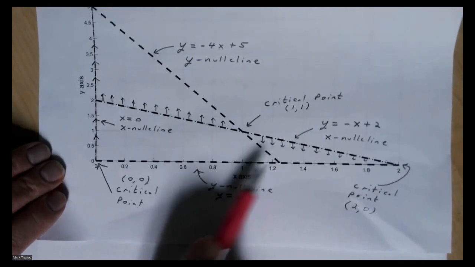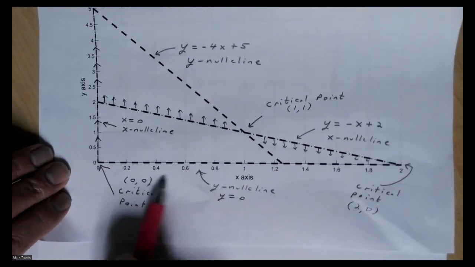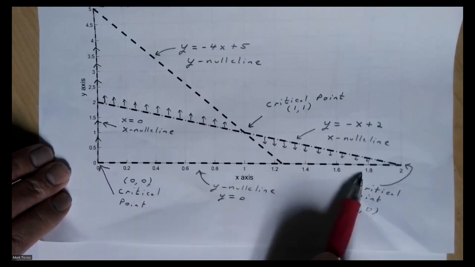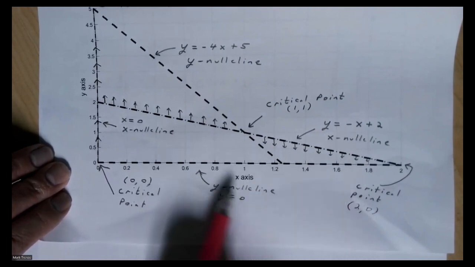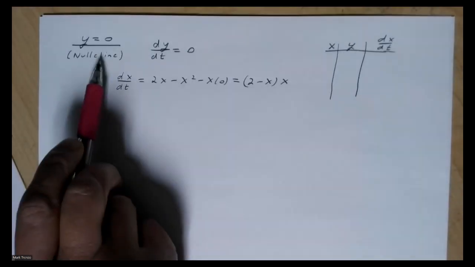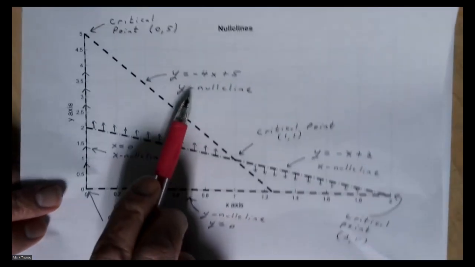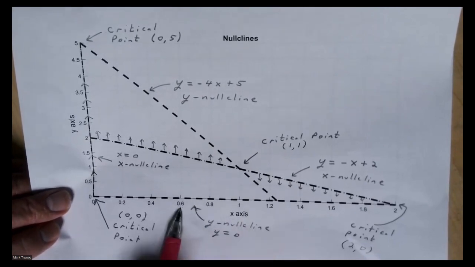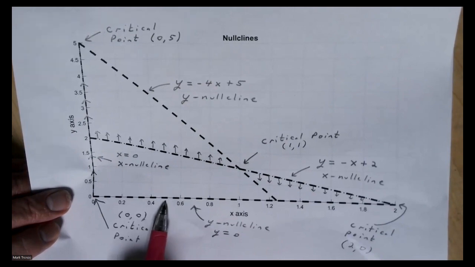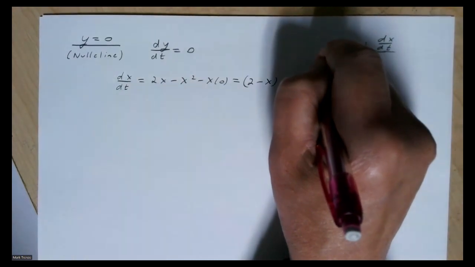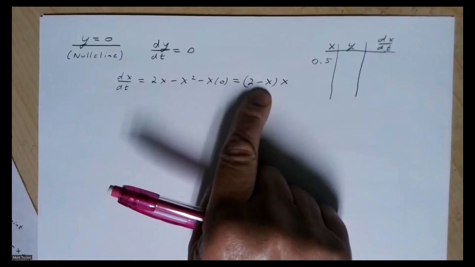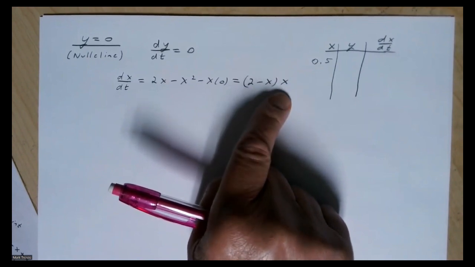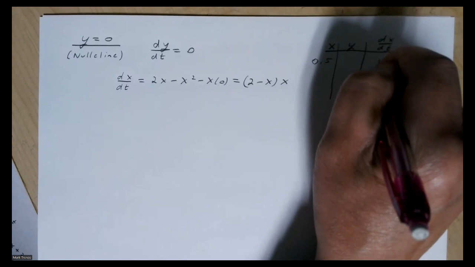We'll check it anyway. So in other words, we'll pick a point along here and pick a point along here, along this y nullcline, the nullcline y equals 0. And again, since this is a y nullcline, there shouldn't be any change here, but just to be sure we didn't make a mistake, let me try this. So let me pick a point over here. Let me pick x of 0.5, and put it in here. You can see this is going to be 2 minus 0.5, that's positive, times 0.5, that's positive, so that's going to be positive.